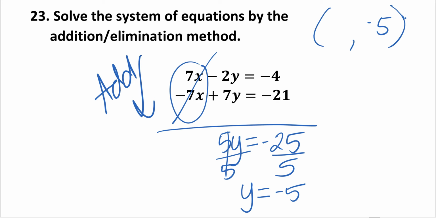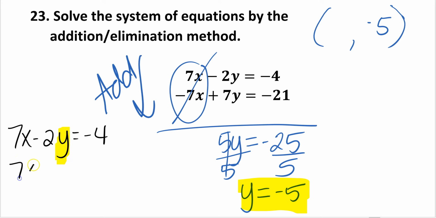Let's get the x term. So what we're going to do, we're going to take our y equals -5 and plug it into one of our equations. So I'm just going to choose the first equation. It doesn't matter which equation we use. And we're going to plug in y equals -5 for y in one of the equations. So I have 7x minus 2 times -5 equals -4.